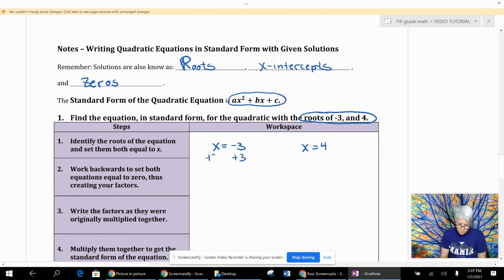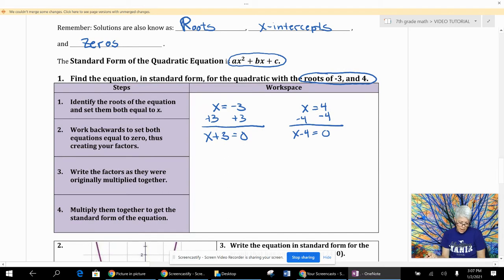So to set this to 0, we're just going to move it over. And remember, when we move it over, we do the opposite. Again, some students try to rush through this and they forget that they have to do the opposite. So for this one, they might just say x minus 3, x plus 4. And it's not. It's the opposite of that. So x minus 4 equals 0. Okay, we have our factors. Whoop, whoop. So now we're going to multiply them together.